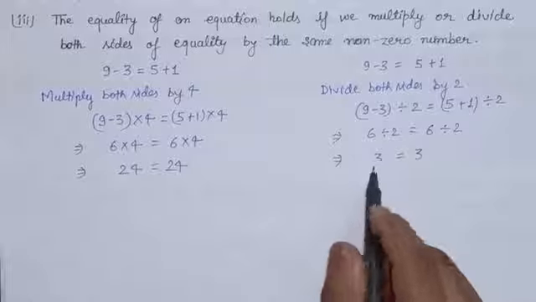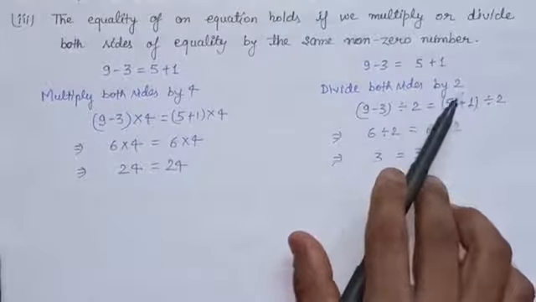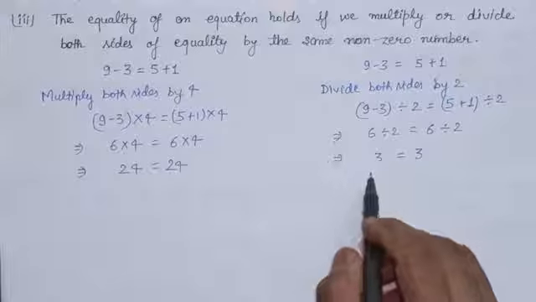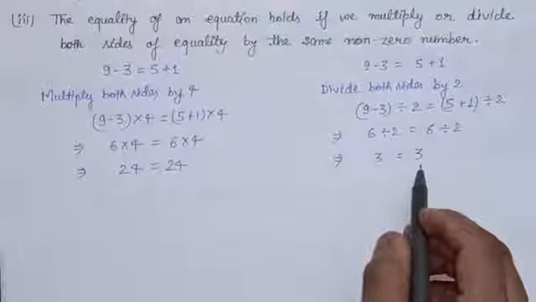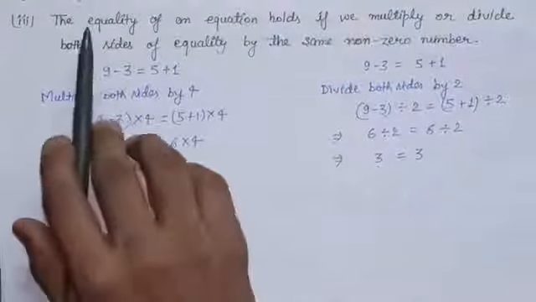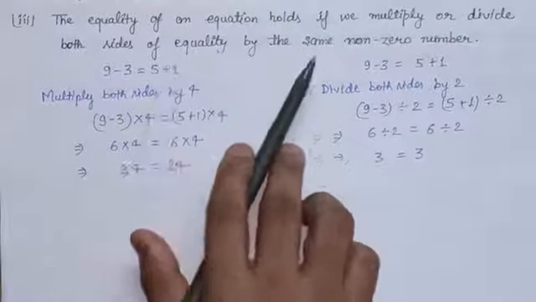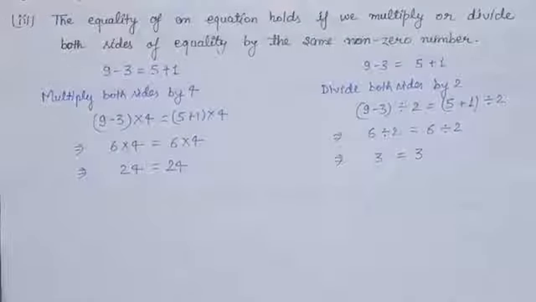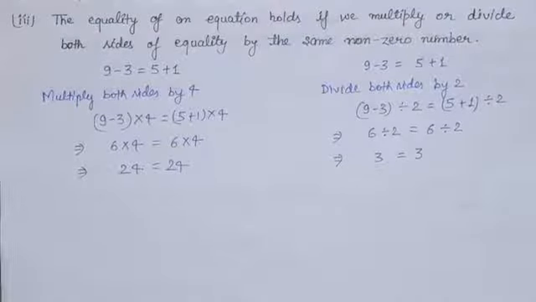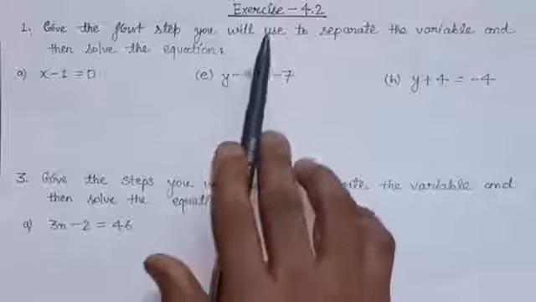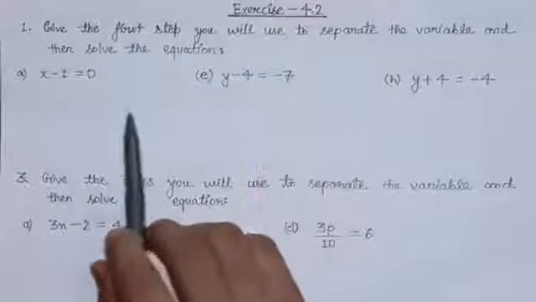Again you can see that when we divide both sides of this equation by the same non-zero number 2, we obtain that the values of LHS and RHS are the same. That's why we can say that the equality of an equation holds if we divide both sides of the equality by the same non-zero number. So students, you have learned that the equality of an equation holds if we either add, subtract, multiply or divide both sides of the equality by the same non-zero number. Now students, we will solve exercise 4.2, which is based on these concepts.